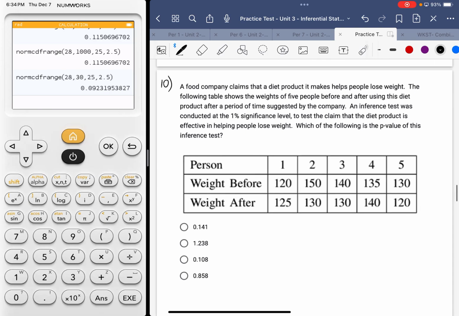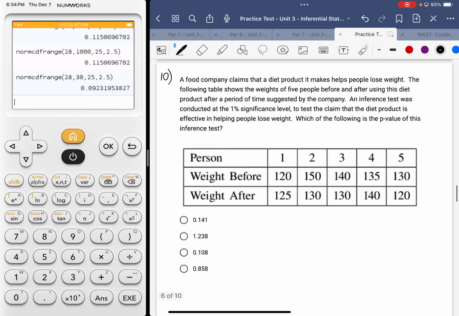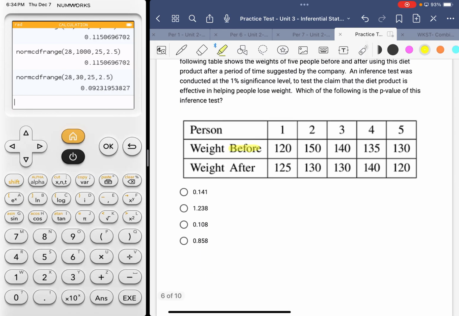So a food company claims that a diet product it makes helps people lose weight. The following table shows the weights of 5 people before and after using this diet product. After a period of time suggested by the company, an inference test was conducted at the 1% significance level to test the claim that the diet product is effective in helping people lose weight. Which of the following is the p-value of this inference test? All right, so if you have before and after, that's a matched pairs t-test.